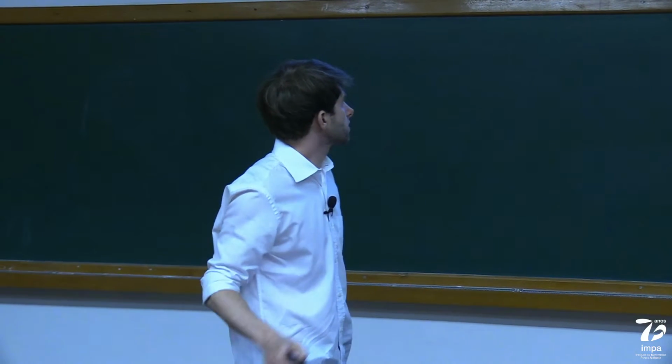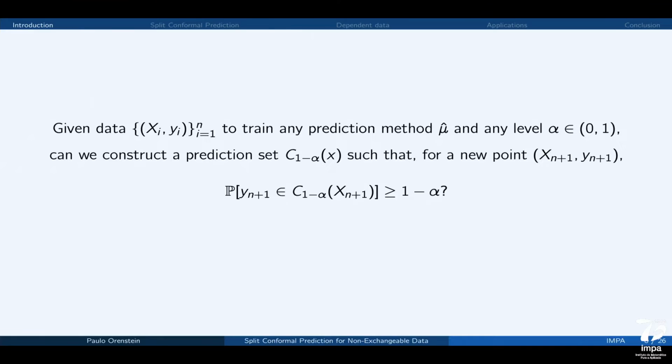So if I turn this a little bit into some math, I'm going to rephrase that question as, given data xi, yi, to train any prediction method mu hat and any level alpha in (0, 1), can we construct a prediction set, C_{1-alpha}(x), such that for any new point that I haven't observed, x_{n+1}, y_{n+1}, I can guarantee that the probability that this unseen y_{n+1} is in my prediction set is bigger than 1 minus alpha.